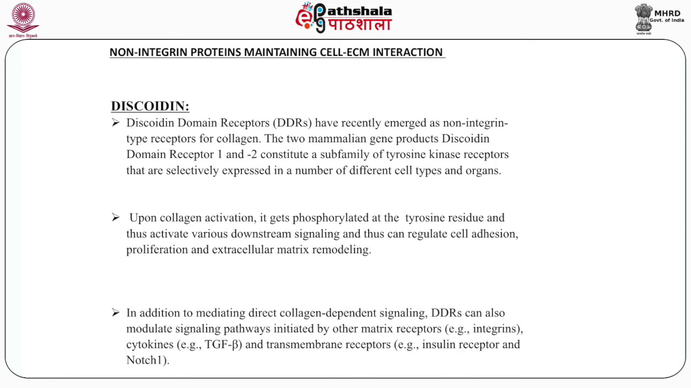Upon collagen activation, it gets phosphorylated at the tyrosine residue and thus activates various downstream signaling, and thus can regulate cell adhesion, proliferation, and extracellular matrix remodeling. In addition to mediating direct collagen dependent signaling, DDRs can also modulate signaling pathways initiated by other matrix receptors, for example integrins, various cytokines like TGF-beta, and transmembrane receptors like Notch1 and the insulin receptor.